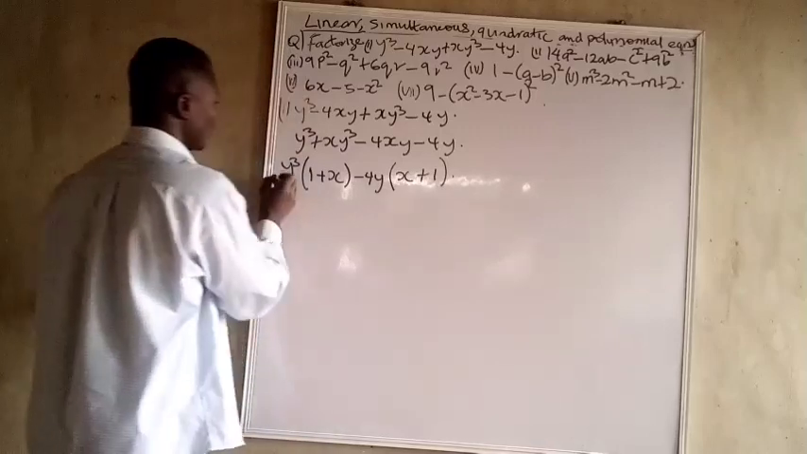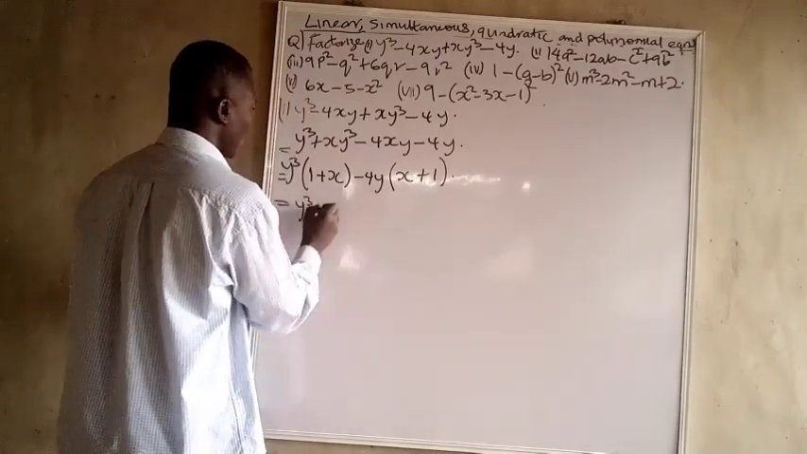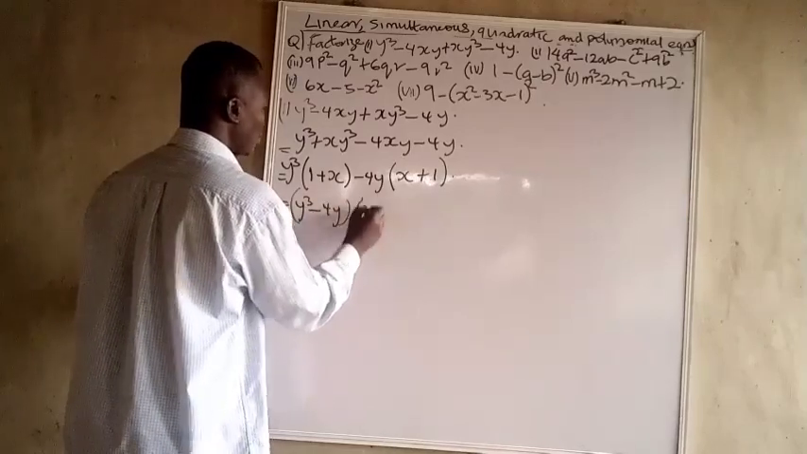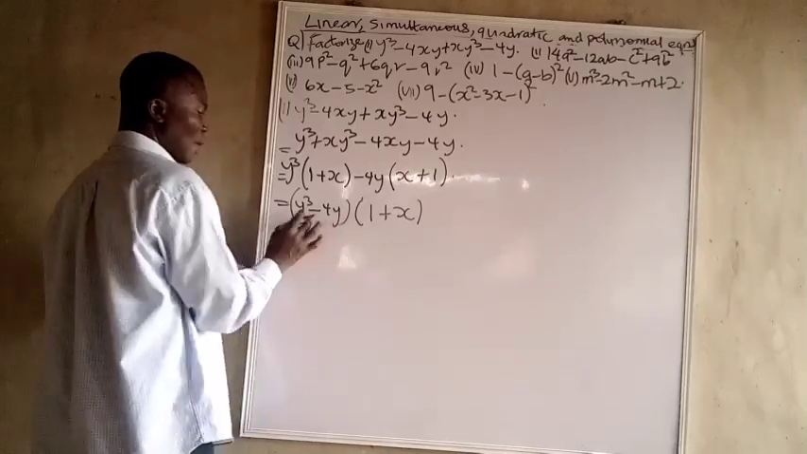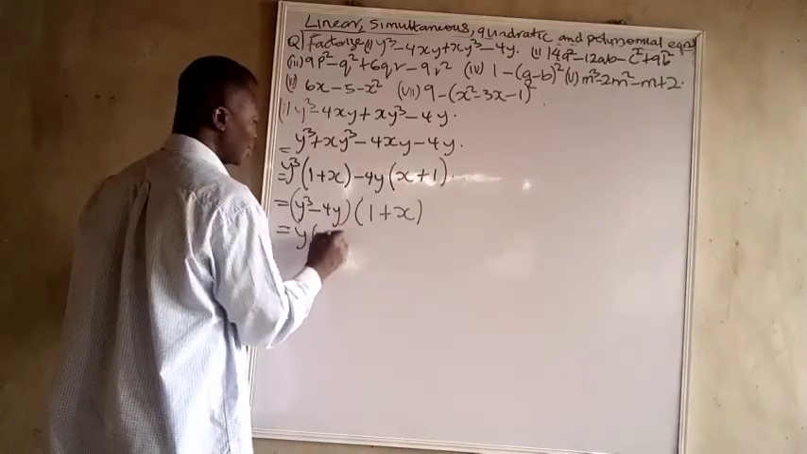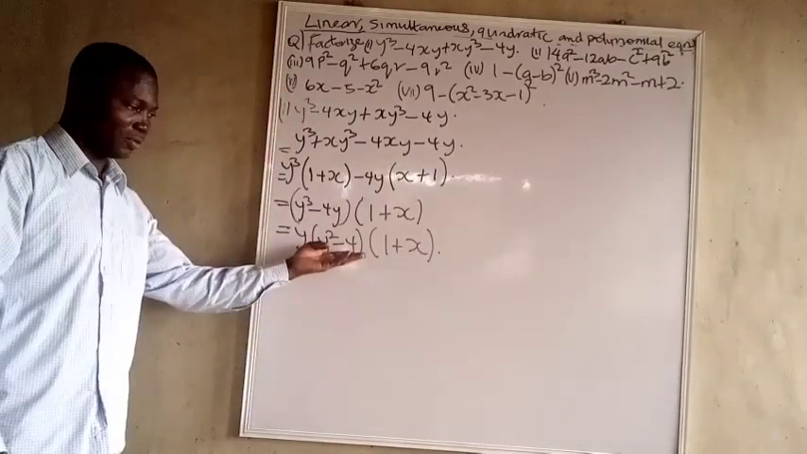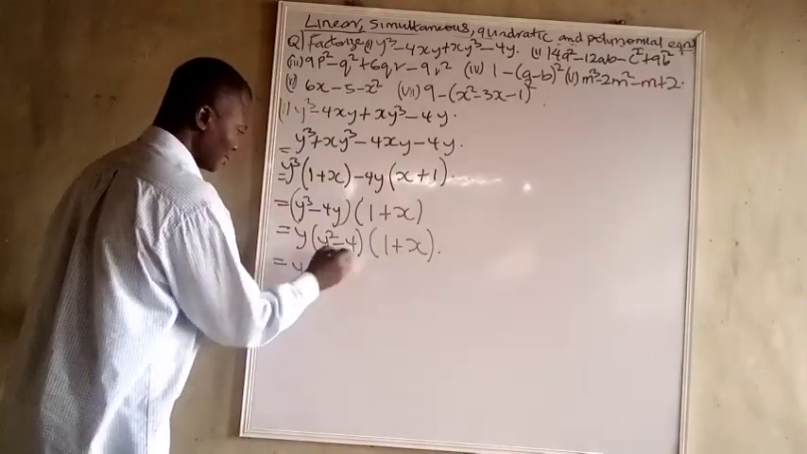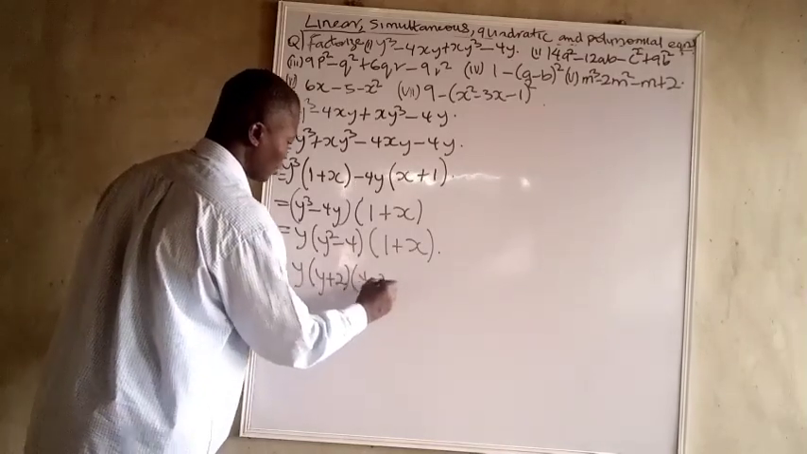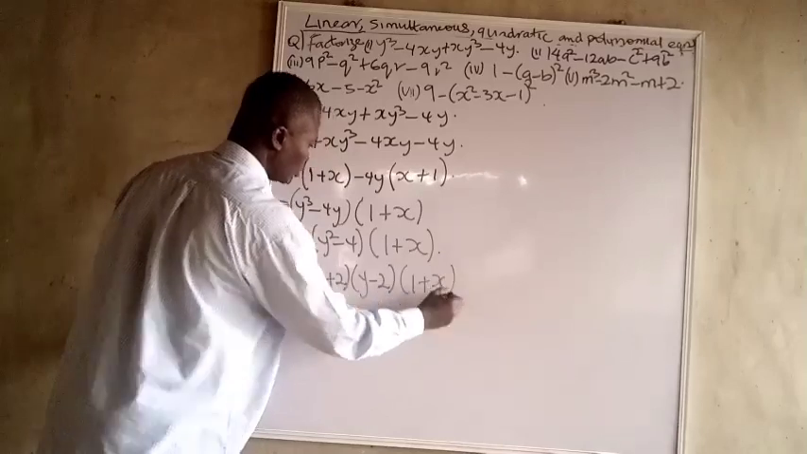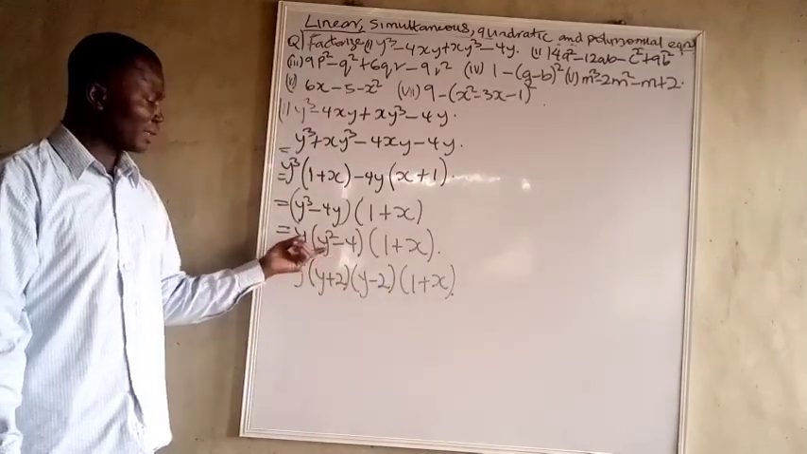So we can still say this will now give us y cubed minus 4y into 1 plus x. You can say y is common to this place too. y into y squared minus 4 into 1 plus x. You can still break this one further. So you can now say y into y plus 2, y minus 2, 1 plus x. You know why? This is a difference of two squares, that is y squared minus 2 squared.